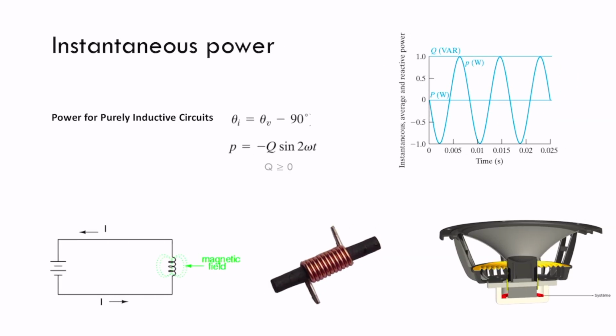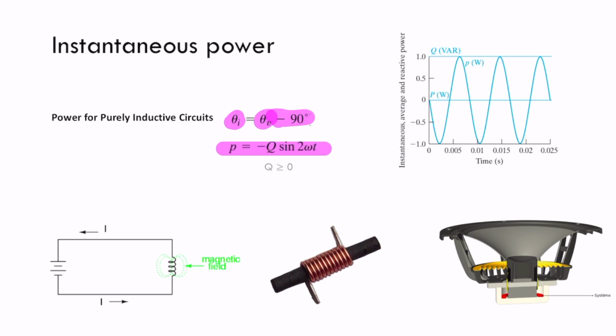Now let's go to the case of inductive elements. Remember, the current was lagging the voltage by 90 degrees in a perfectly inductive circuit. So what does that mean? It means the phase angle of I will be whatever is the phase angle of voltage minus 90 degrees. If we replace this in the instantaneous power formula, we are going to have this value, right?